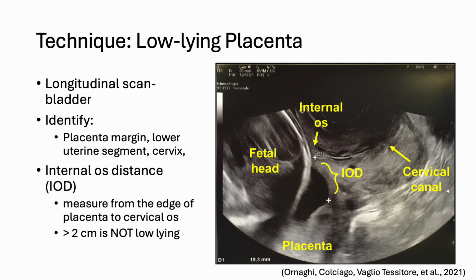It is important to measure the internal os distance, which is labeled IOD here. It is measuring from the edge of the placenta to the cervical os. If it is greater than 2 centimeters, it is not low-lying anymore, and that patient can deliver vaginally. But if it is less than 2 centimeters, depending on how close it is to the placenta and the situation in the hospital setting, it can be a patient-shared decision-making model on what will be done. There needs to be a physician or a surgeon available if there is an emergency.